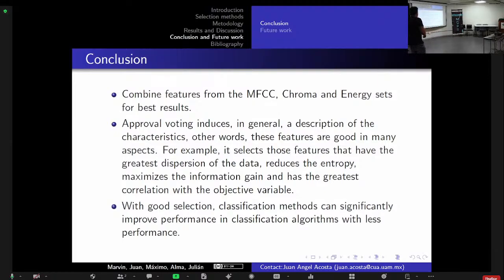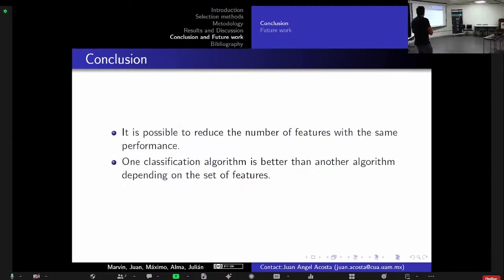With good selection, classification methods can significantly improve performance in classification algorithms. Then, it's possible to reduce the number of filters with the same performance. It's important, since one algorithm is better than other algorithms depending on the set of filters.